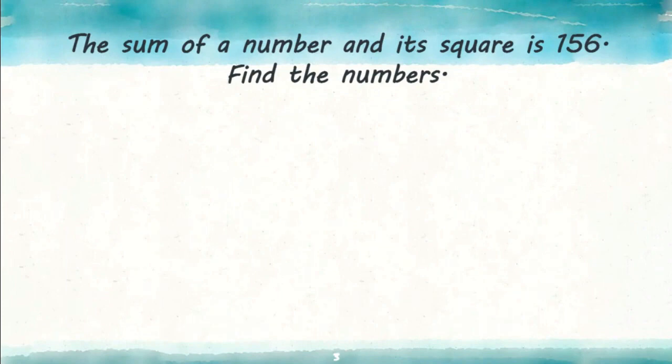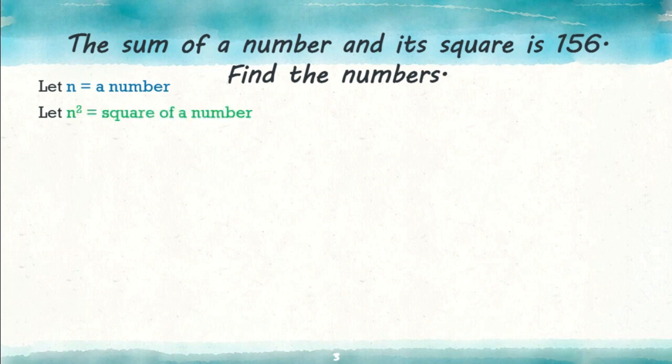Another example: the sum of a number and its square is 156. Find the numbers. First, define your variables. In our second example, we are asked to find two numbers whose sum is 156. So we will have n as the first number, then square the first number to get the second number, and that is n squared. The operation of the numbers is addition. So we will add the two numbers and their sum is 156.